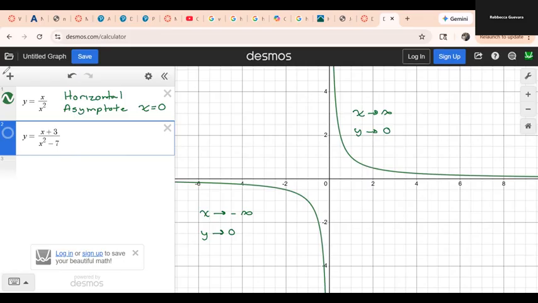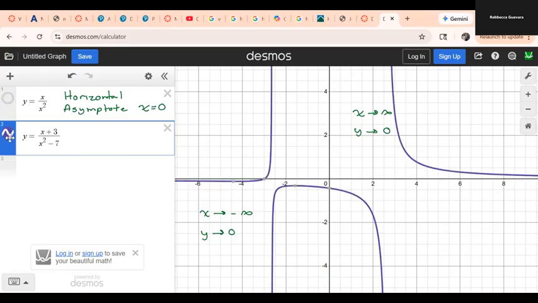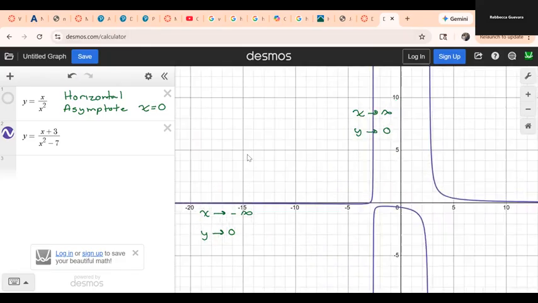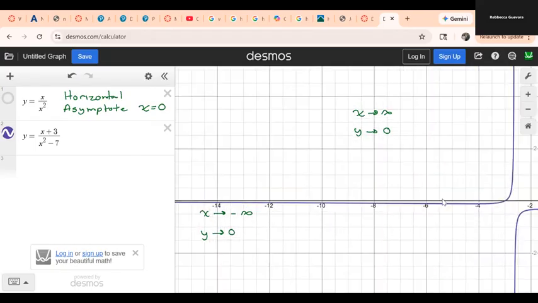Okay, let me turn this off and turn on the next function. This one is x plus 3 over x squared minus 7. Here we get essentially the same behavior. In the middle, it does whatever it's going to do, but when we look at the long run, as my x values go to infinity, my y values go to 0. As my x values go to negative infinity, my y values approach 0. And in this case, it goes down and under, but it comes up and starts approaching that 0.